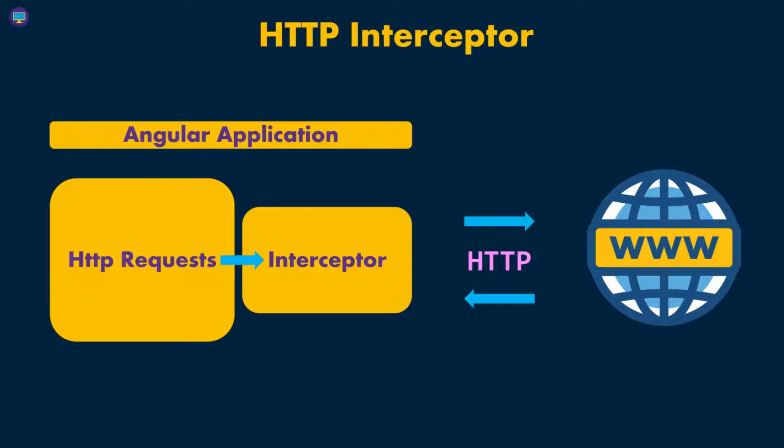So when you make a request, it goes through the interceptor, so you can manipulate that request in any way you want and then send this request out to the internet. And when the response comes back, you can also look into that response and you can modify that response before you give it back to the service, which ultimately will give it back to some component that's calling it.